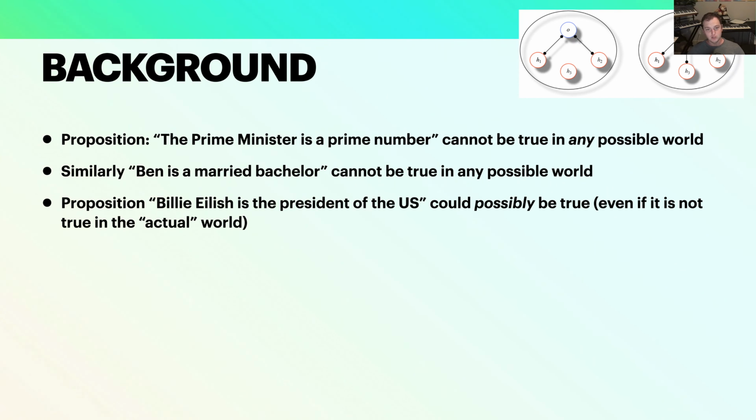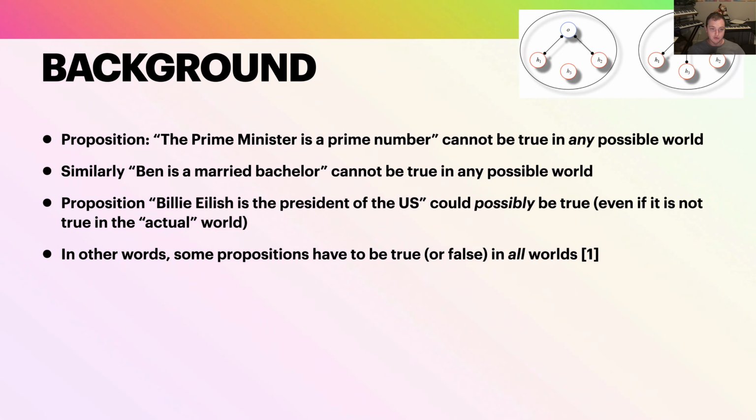But there are some propositions that could possibly be true, even though they're not true in our actual world. This gets to the idea of possible worlds. The proposition "Billie Eilish is the president of the United States" is not true in the actual world, at least not yet. It's not true in our world, but it could possibly be true. So we say Billie Eilish is the president of the United States in a possible world. If we imagine a world where she is the president, that proposition would be true in that particular world. And you could, of course, imagine other things being true or false in that world as well.